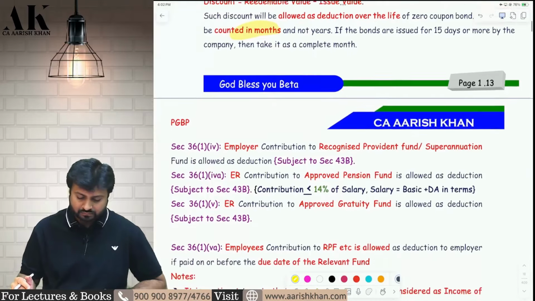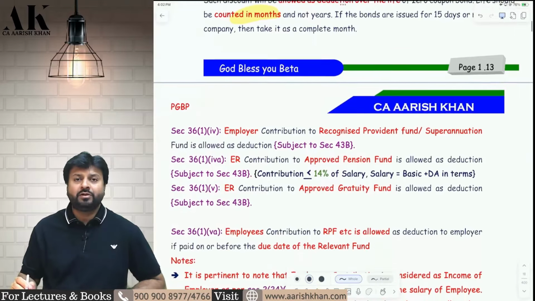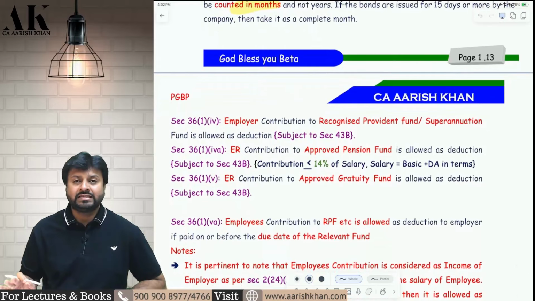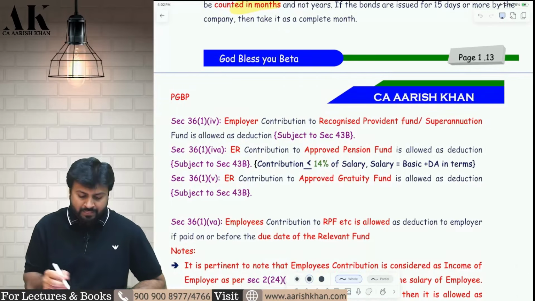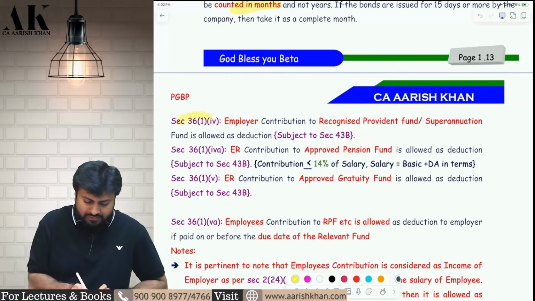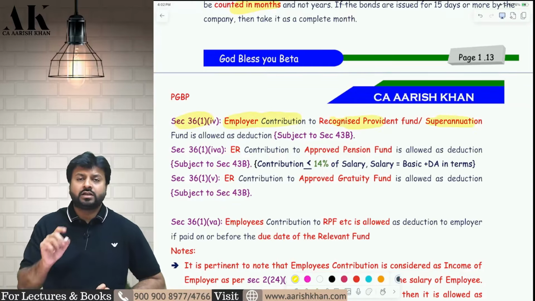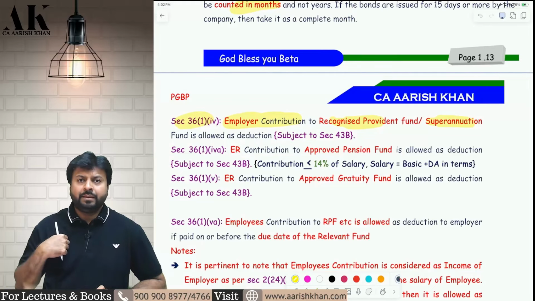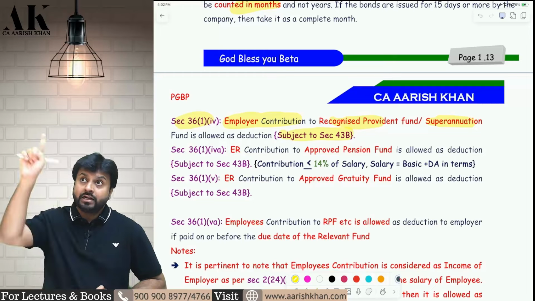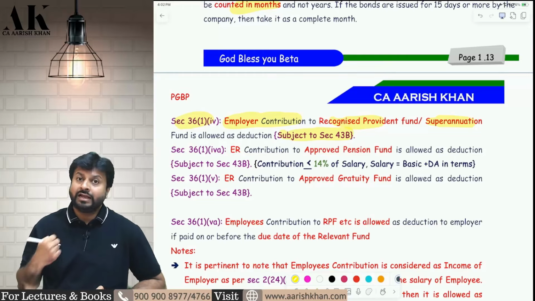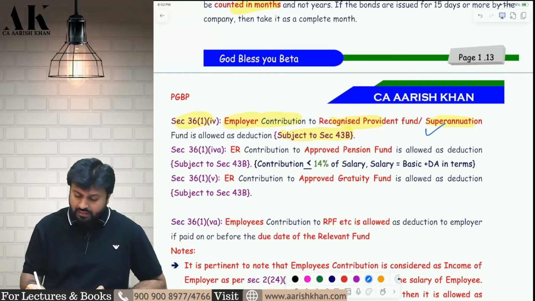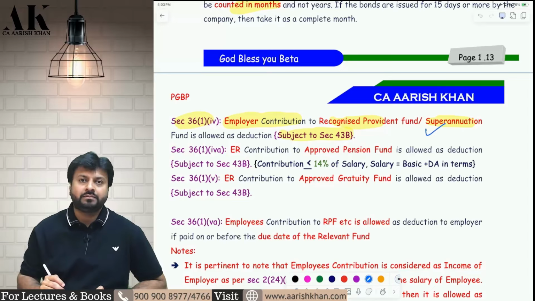Not a very important section for exam. But the next few points are extremely important for exam. Every second paper you will find such adjustments in the paper. 36(1)(iv). What is 36(1)(iv)? Employer contribution to recognized provident fund and superannuation fund is allowed as deduction. If I am the employer and I am contributing to employer PF or employer superannuation fund, then it is allowed as deduction to me, but subject to 43B. And what does 43B say? You have to make the payment till the due date of filing of return.